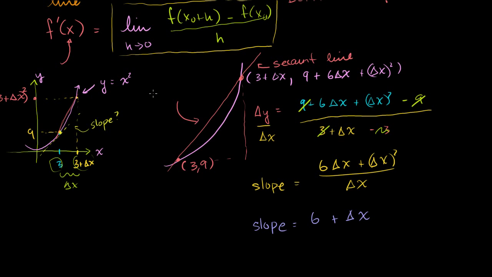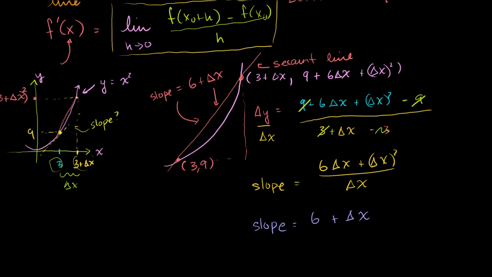So slope is equal to 6 plus delta x. That's this reddish line that I've drawn right there. So if the delta x was 1, so if these were the points 3 and 4, then my slope would be 6 plus 1, because I'm picking a point 4 where the delta x here would have to be 1. So the slope would be 7. So we have a general formula for no matter what my delta x is, I can find the slope between 3 and 3 plus delta x, between those 2 points.